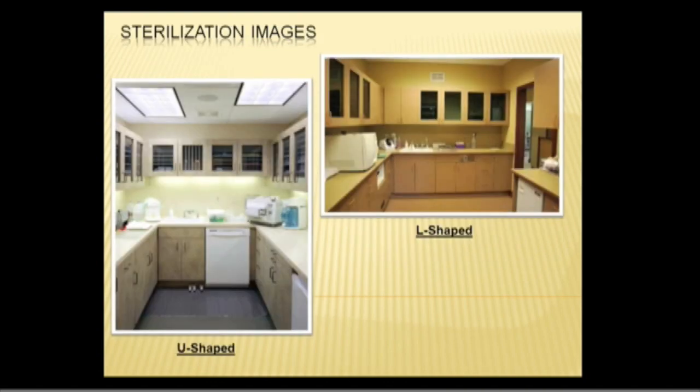Here are some U-shaped and L-shaped sterilization images. The slide on the left shows a very compact area. For a U-shaped design to work best, the U leg needs a little more length so that 2 people do not get in each other's way. The L-shaped image is viewed from the opening on the long side of the L. Note the cabinet on the right, which can serve as a computer work area and miscellaneous storage.